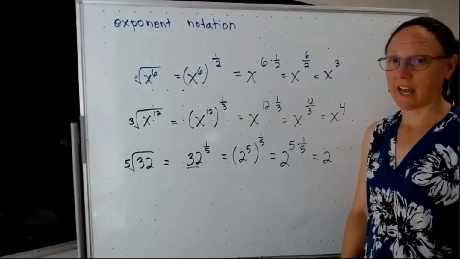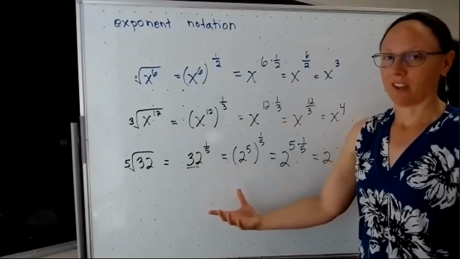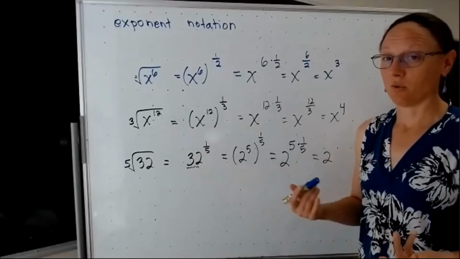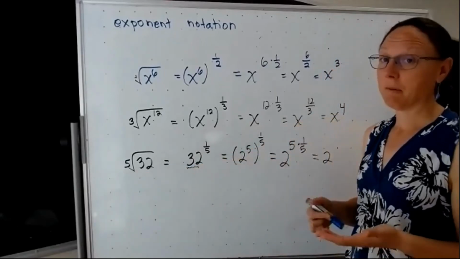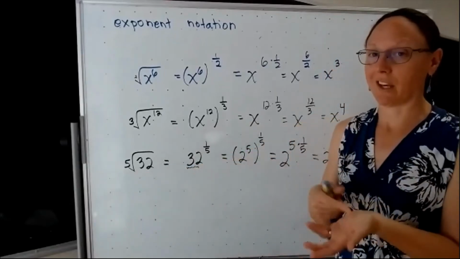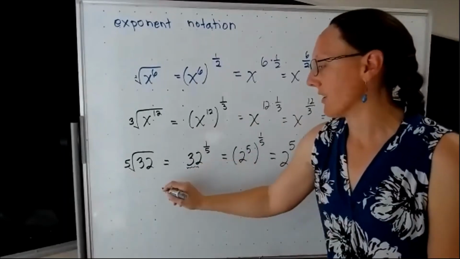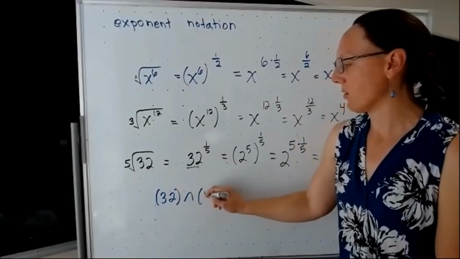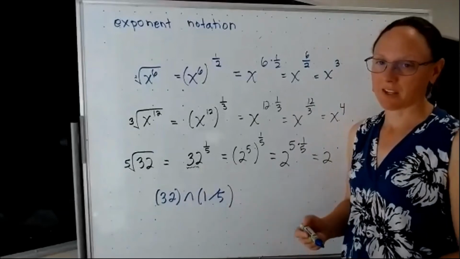I will also say, I think this is faster to put into a calculator. So if I was trying to put in the 5th root of 32 in my calculator, I have a square root button, but I don't have a 5th root button. So for me, it's faster to type this as 32 raised to the 1/5. That's faster to type into the calculator.